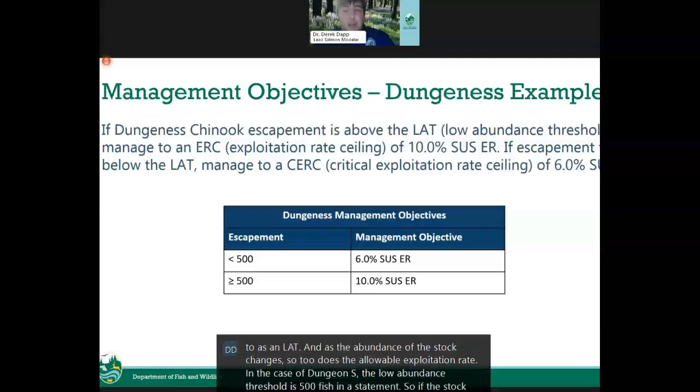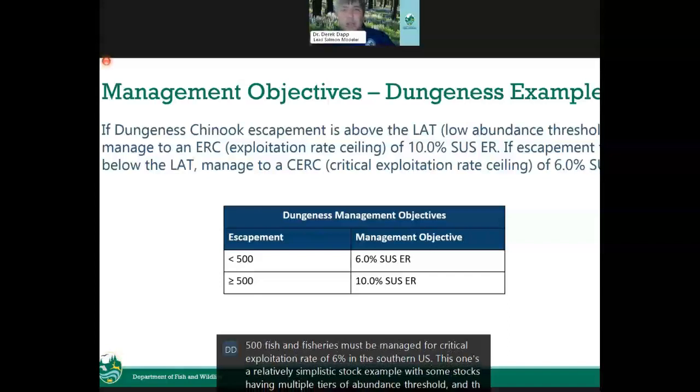So if the stock abundance is greater than 500 fish in escapement, then fisheries are managed to an exploitation rate limit of 10% in the southern US. However, if that escapement falls below 500 fish, then fisheries must be managed for a critical exploitation rate of 6% in the southern US. This one's a relatively simplistic stock example, with some stocks having multiple tiers of abundance threshold and therefore exploitation rate objectives.